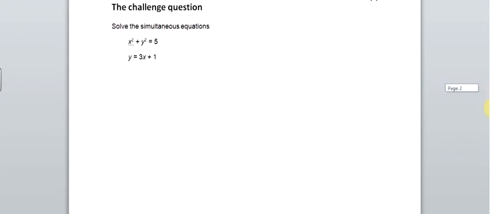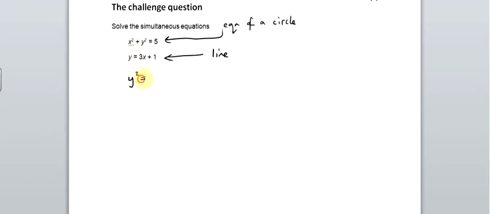Now the challenge question. So this is right on the difficult end of things. We've got a quadratic here. Notice the powers of x. In fact, for those of you that are well prepared, this is the equation of a circle. And the way we solve these is we take our line, this is a straight line, and we need to turn that into x squared or y squared. So if y equals 3x plus 1, y squared must equal (3x plus 1) squared.